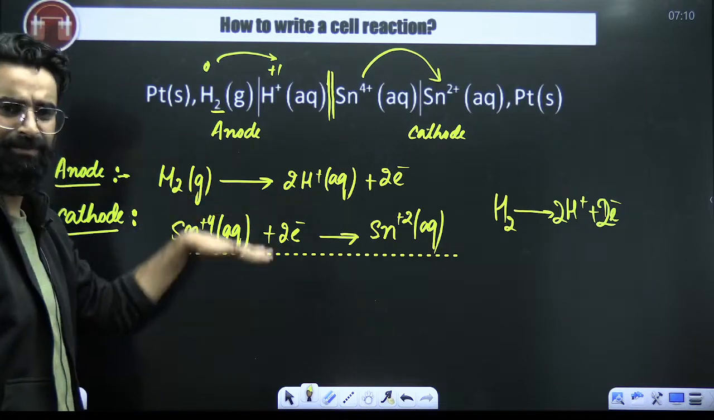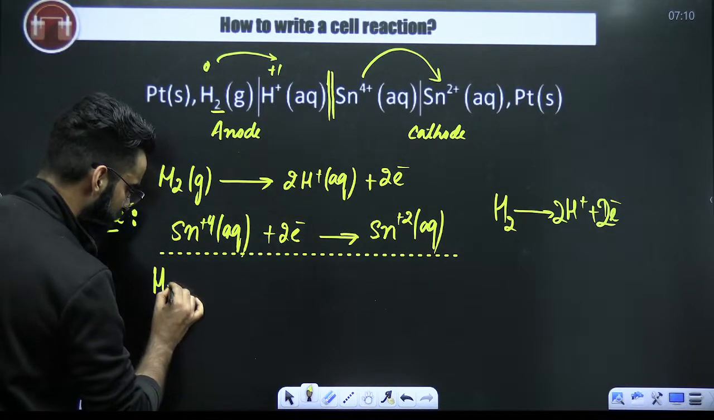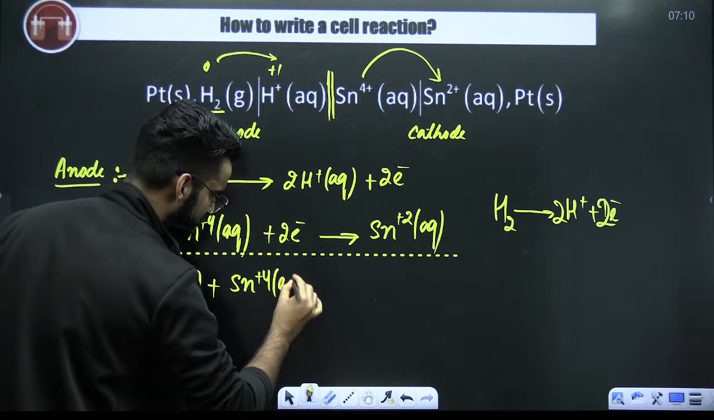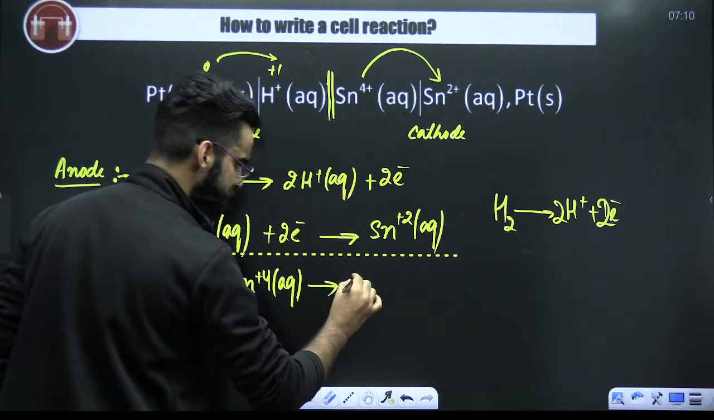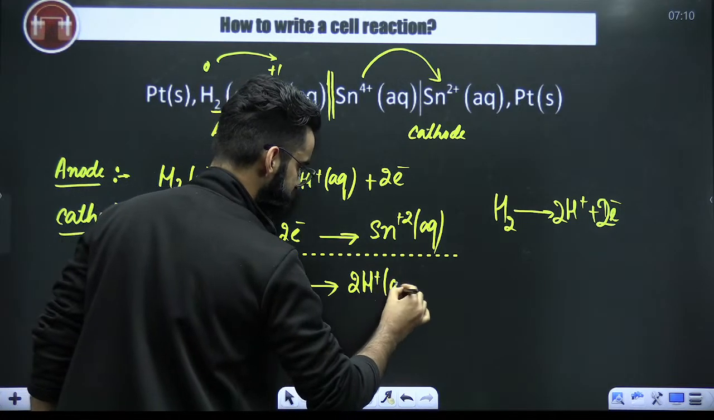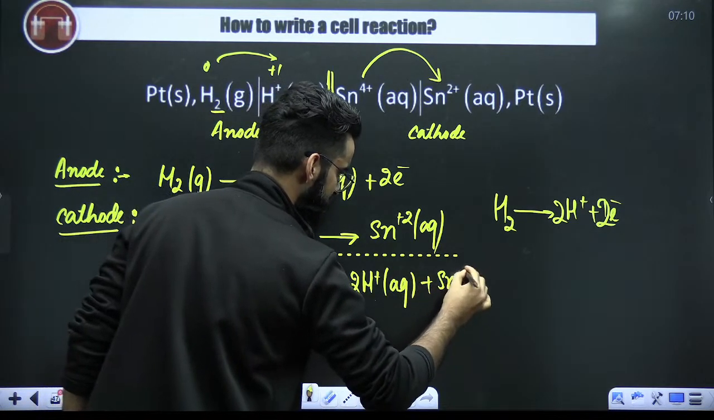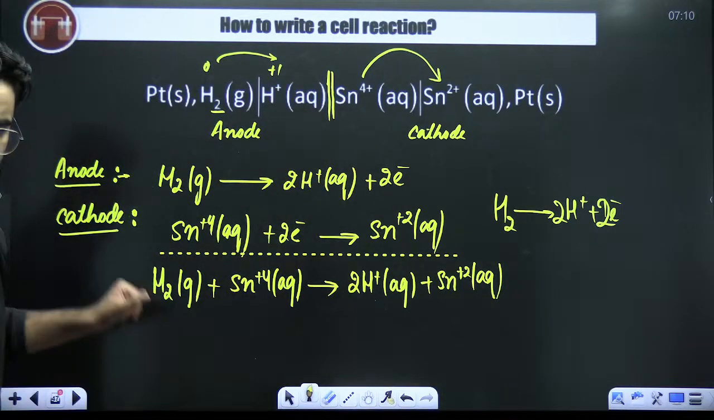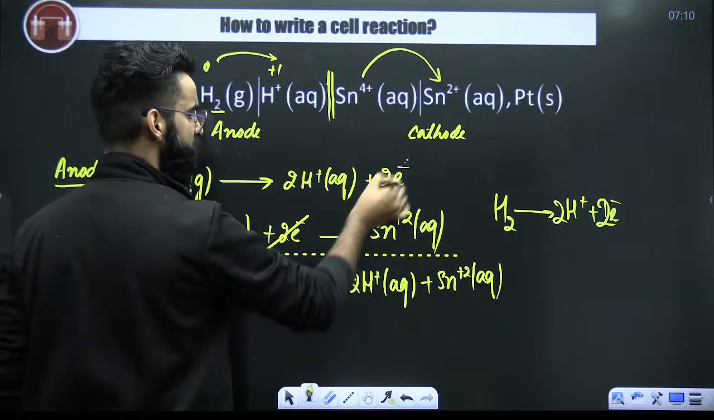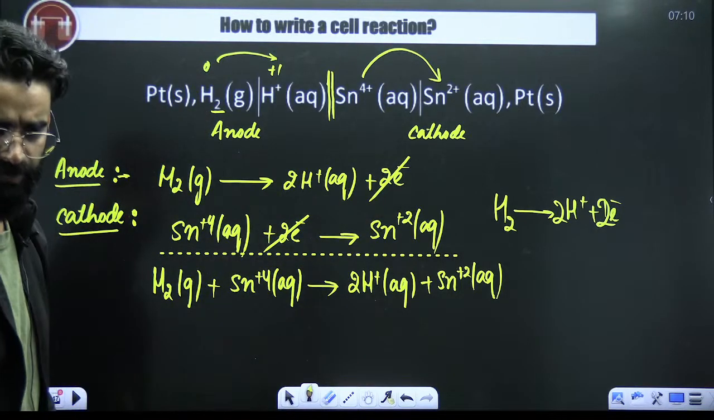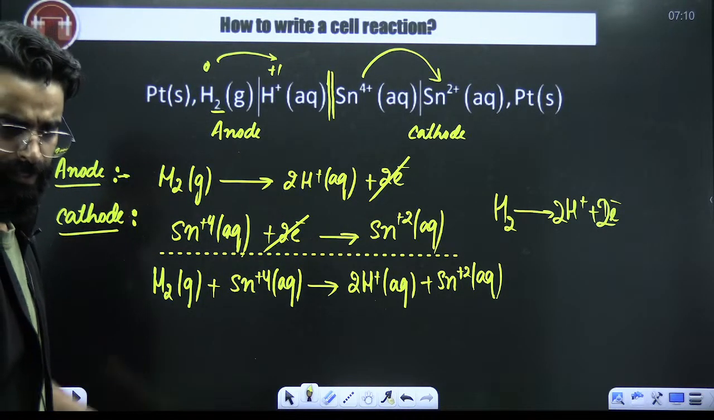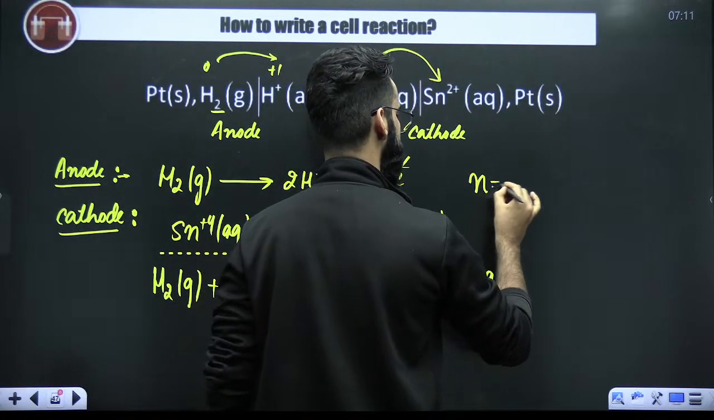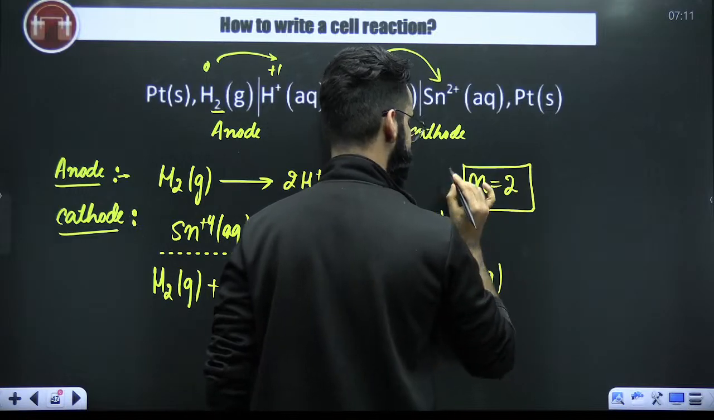So directly you are going to add them up. When you add them up, what do we get? We get H2 gas plus Sn plus 4 aqueous, it gives 2 times H positive aqueous plus Sn di positive aqueous. Perfect. Now people, if I ask you how many moles of electrons got exchanged, you will directly say 2 moles of electrons got exchanged. So I would say n value is equal to 2 in the net cell reaction.